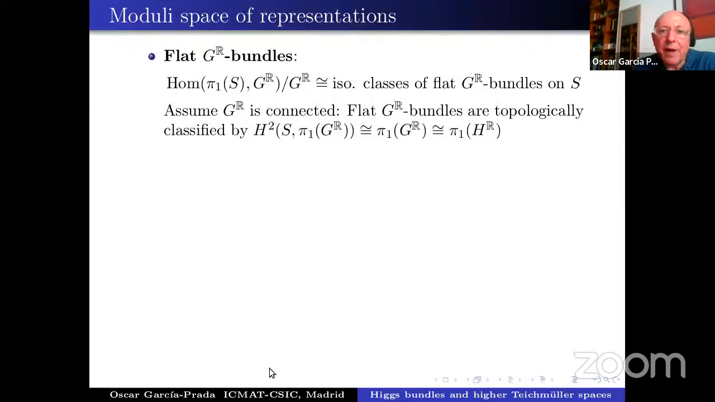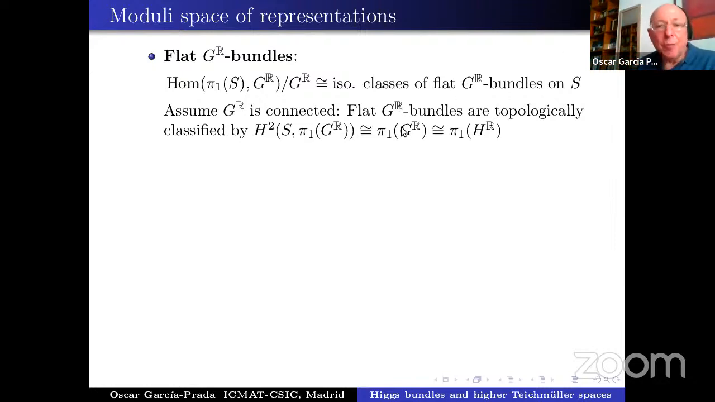Okay, so we can associate a topological invariant to a representation. And one way to do this is recalling the fact that equivalence classes of representations of the fundamental group are in correspondence with isomorphism classes of flat GR bundles on the surface, right? And so the representation is the holonomy of the flat bundle. And so assuming that GR is connected, and well, we will see in the talk some disconnected groups, but most of the time GR will be connected.